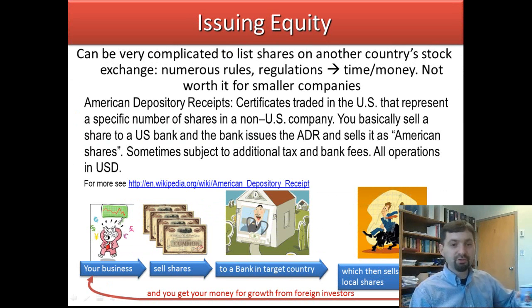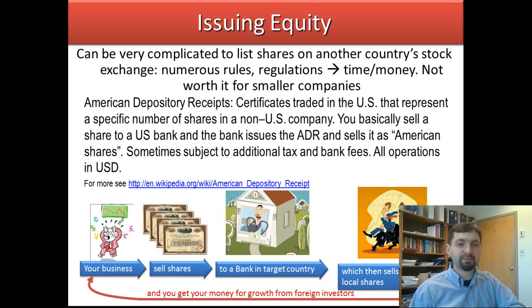Then obviously you can issue equity. You can sell shares of your company, but one of the challenges will be that enlisting your company at the local stock exchange may not be so easy. If you operate in the United States, you can sell your company through the New York Stock Exchange or whatever other exchange you go. But if you want to do business in China, it may not be so easy for you to sell shares of your company in China.